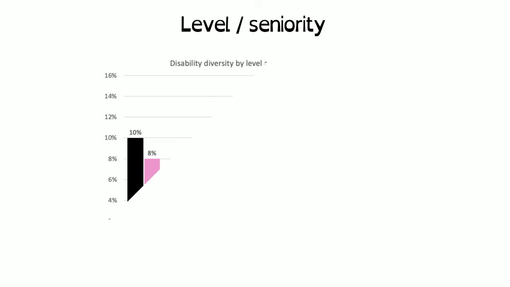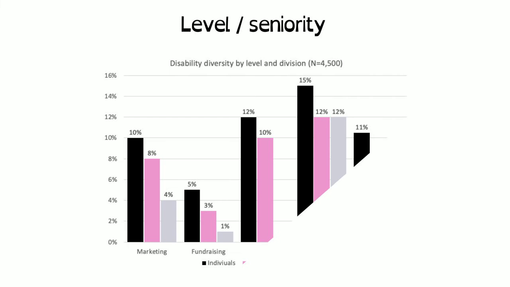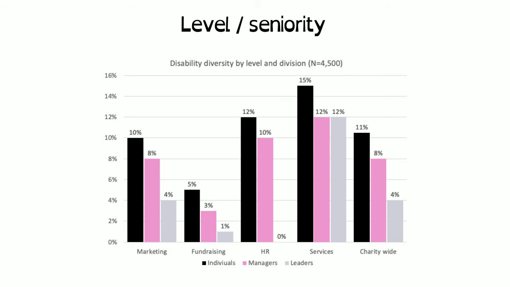You'll also need to look at the diversity of different levels or seniority of your organisation. You can look at this by grade, but it may be easier to start by looking at leadership, management, and individual diversity. This is really important because often diversity decreases as seniority increases. And you'll want to understand whether this is the case in your organisation, and if so, at what point your diversity starts to decrease, and if that's consistent across all your divisions and all your diversity groups.